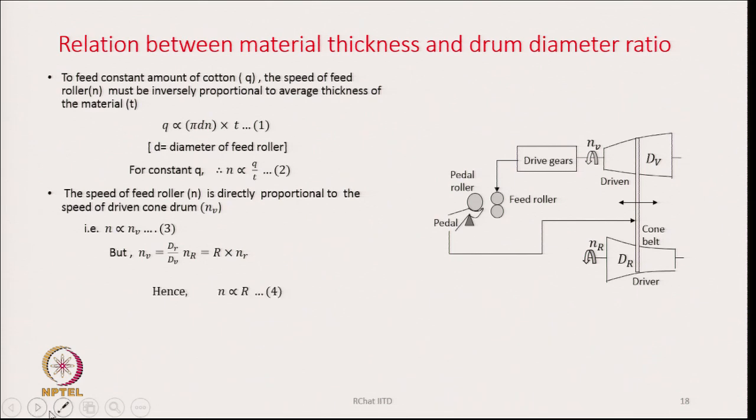Therefore, we can write that n is proportional to R. So, n v is R into n r, where n r is the speed of the driver cone drum. So, n v is R into small n r, and n is proportional to n v. Therefore, what happens? n is proportional to R.